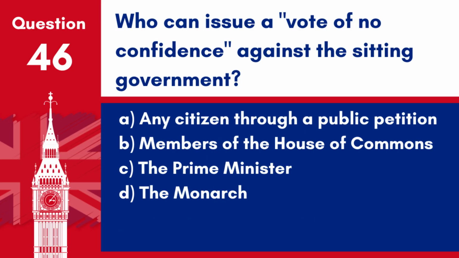Question 46. Who can issue a vote of no confidence against the sitting government? A. Any citizen through a public petition, B. Members of the House of Commons, C. The Prime Minister, D. The monarch.